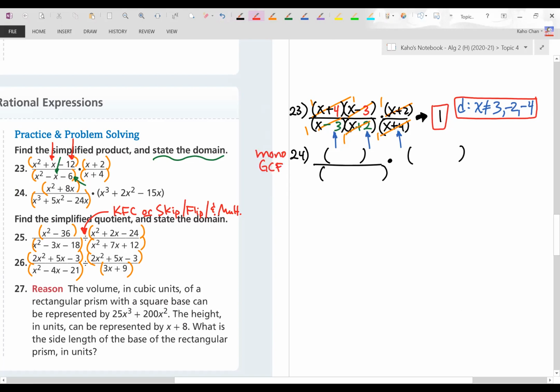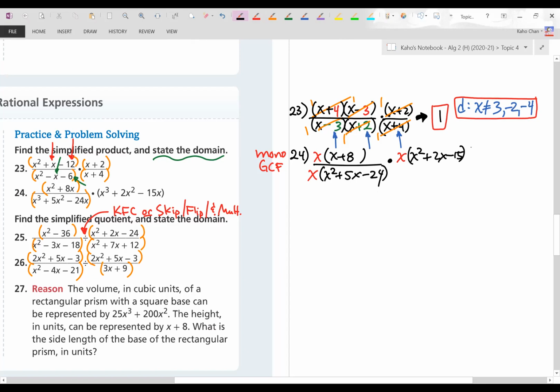First polynomial, x squared plus 8x. I can take out an x. Awesome. When I do that, I'm left with an x plus 8. Second polynomial in the denominator, I can take out an x as well. Let's do that. When I do that, I'm left with an x squared plus 5x minus 24. Third polynomial, I can also take out an x. A lot of x's there. Woo! That leaves me with an x squared plus 2x minus 15.